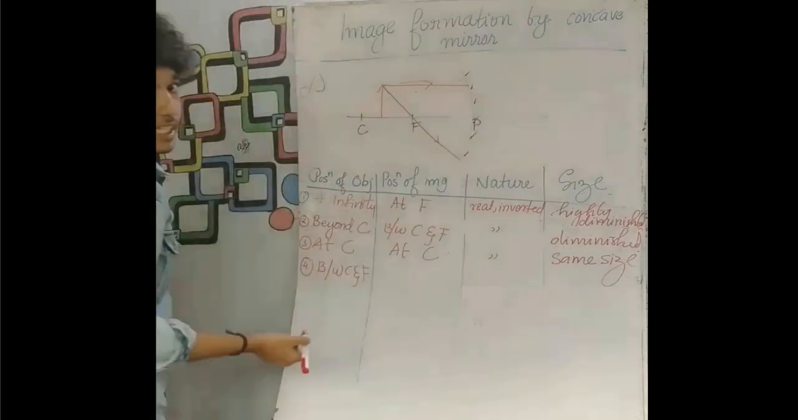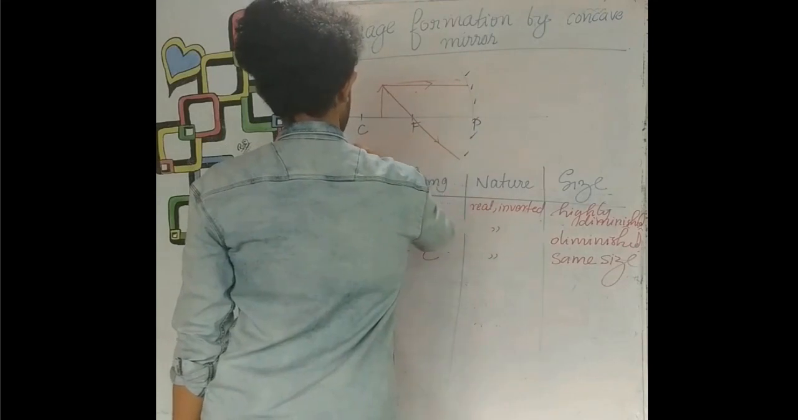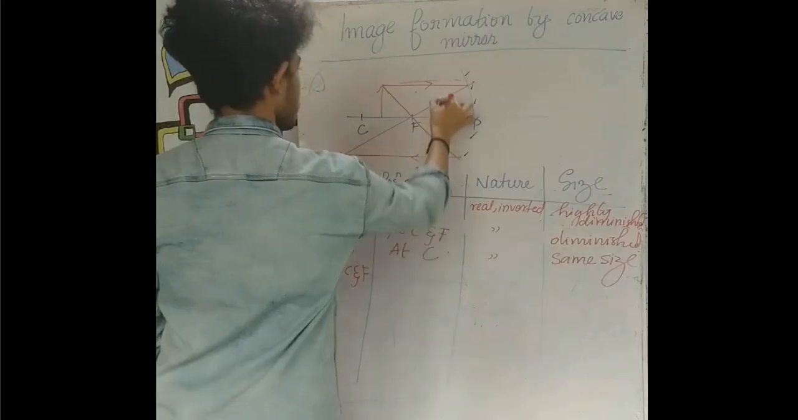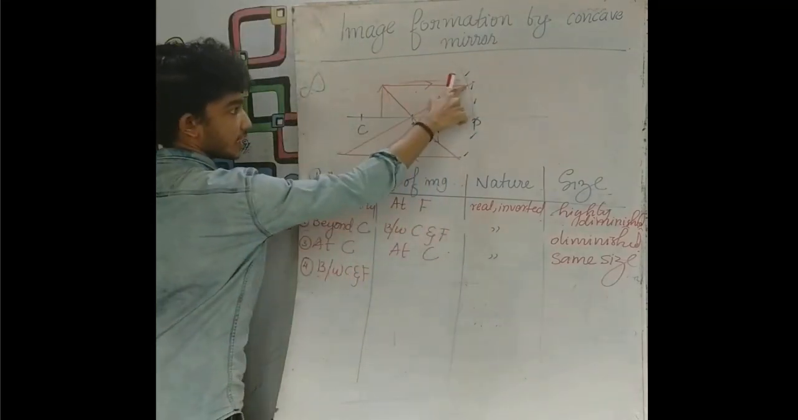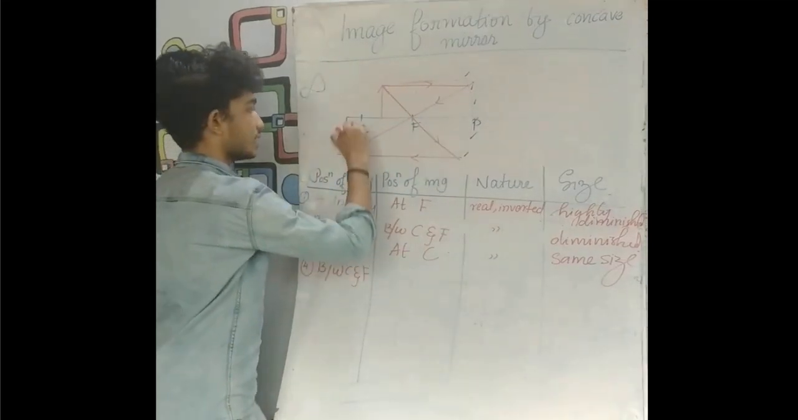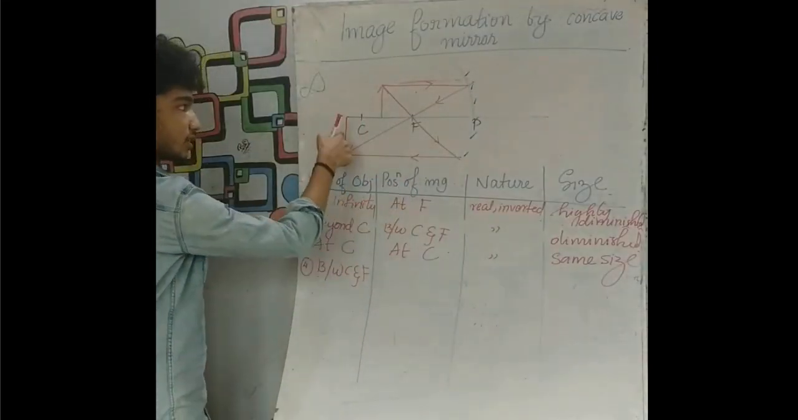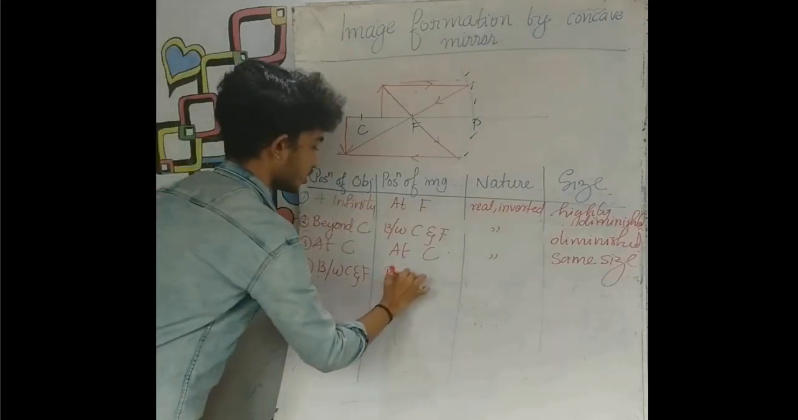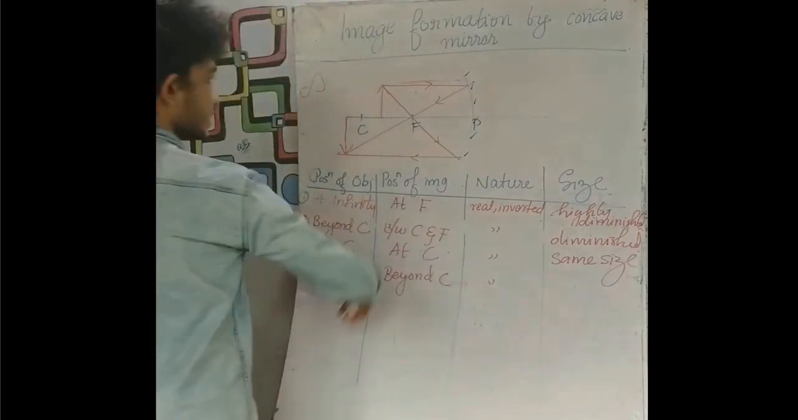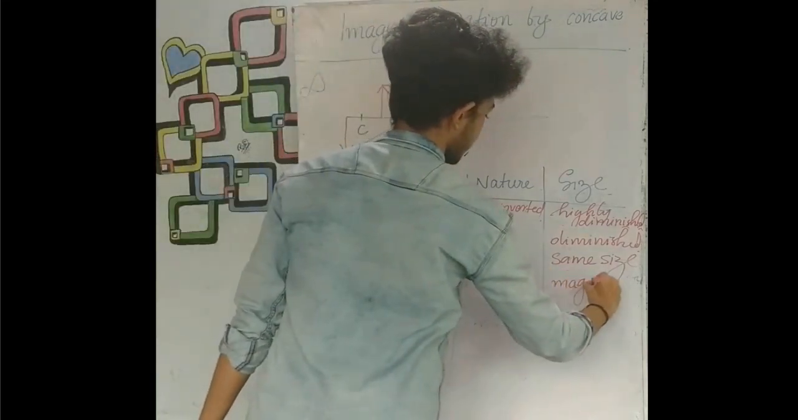First one, after reflection, what happens? It passes through the focus after reflection. And the second one, after reflection, passes parallel to the principal axis. Now this is the image. And now what about the image? Where is the position of the image? It is beyond the center of curvature, that is beyond the C. What about the nature? Of course, real and inverted. What about the size? Comparing the size of the object, it is magnified. The size of the image is magnified.